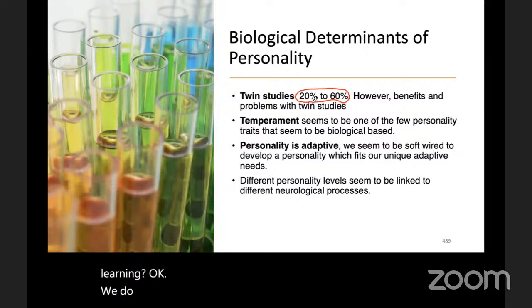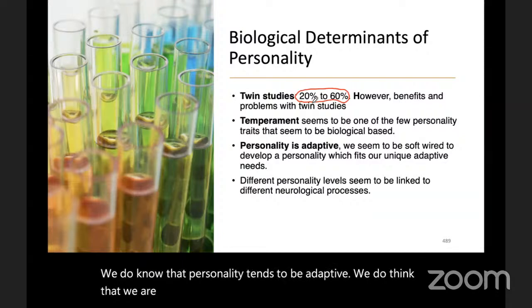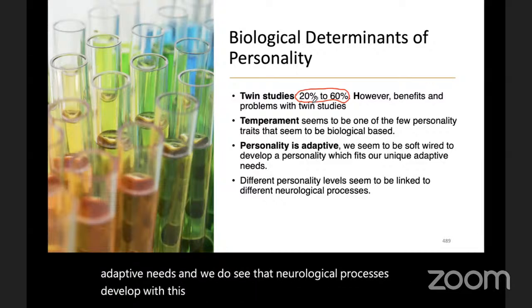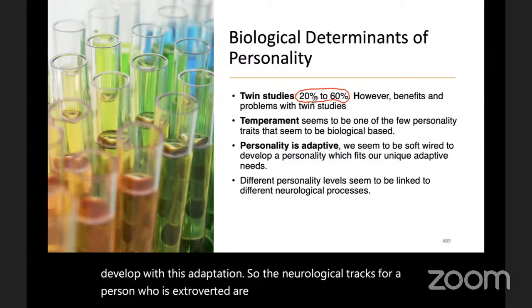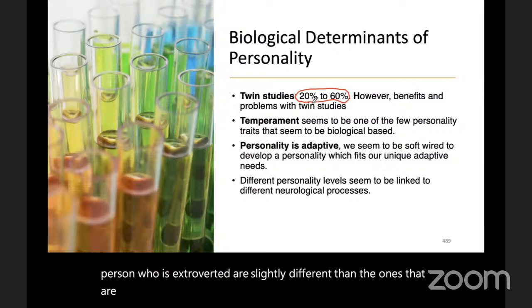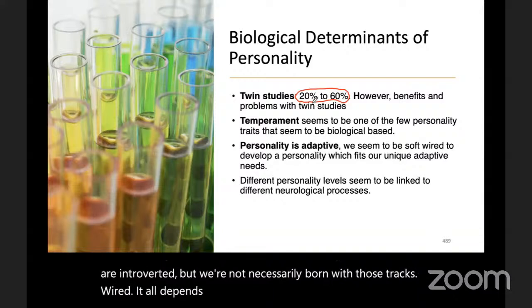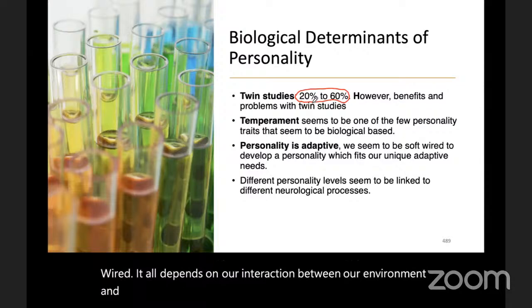We do know that personality tends to be adaptive. We do think that we are soft wired to develop personality, which fits our unique adaptive needs. And we do see that neurological processes develop with this adaptation. So the neurological tracks for a person who is extroverted are slightly different than the ones that are introverted. But we're not necessarily born with those tracks hardwired. It all depends on our interaction between our environment and the person. Okay.